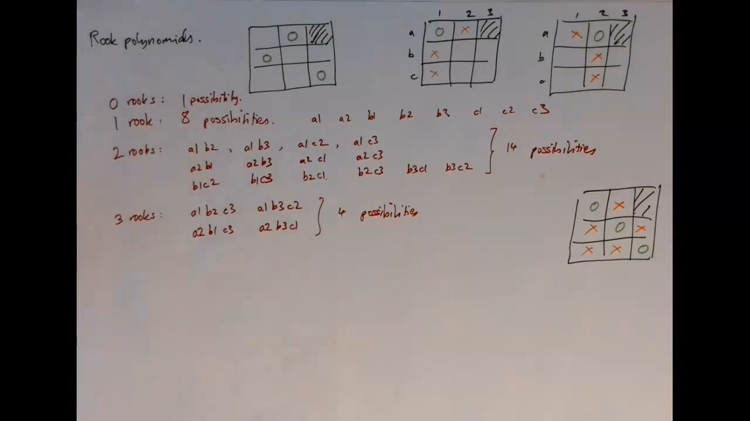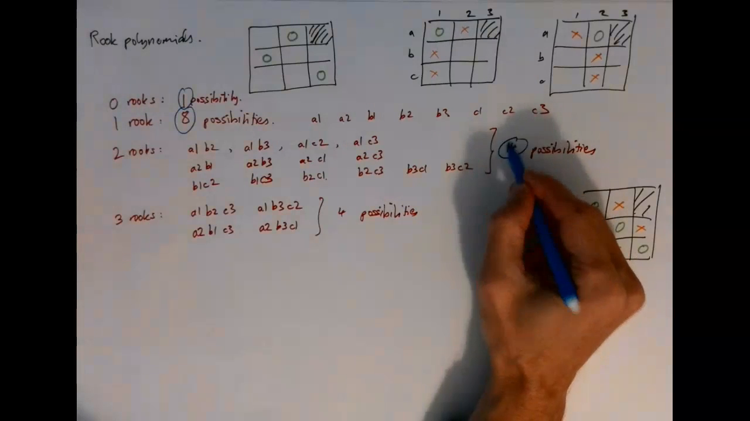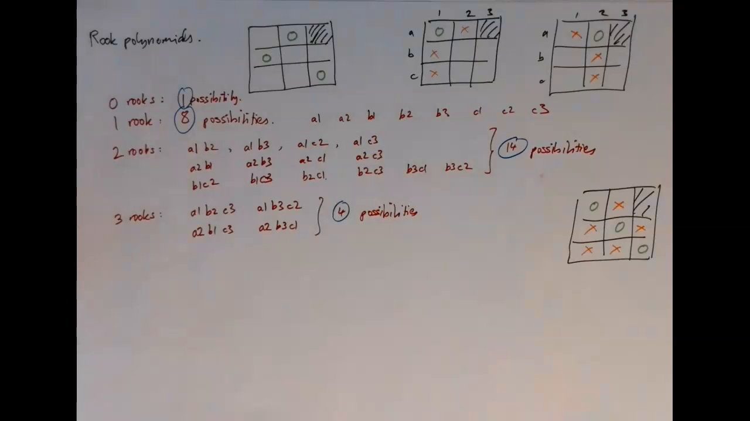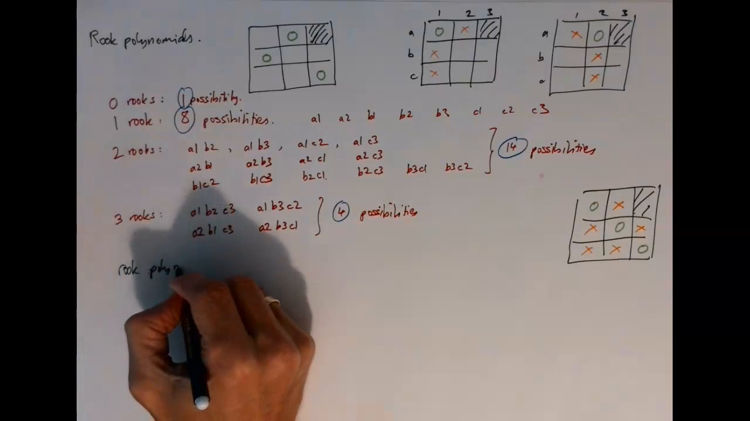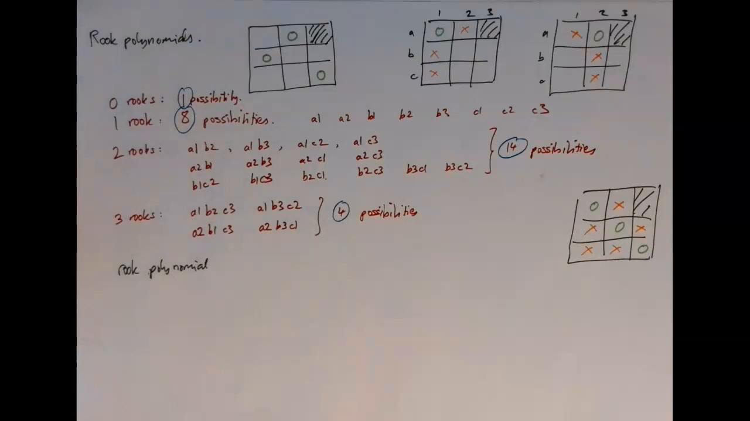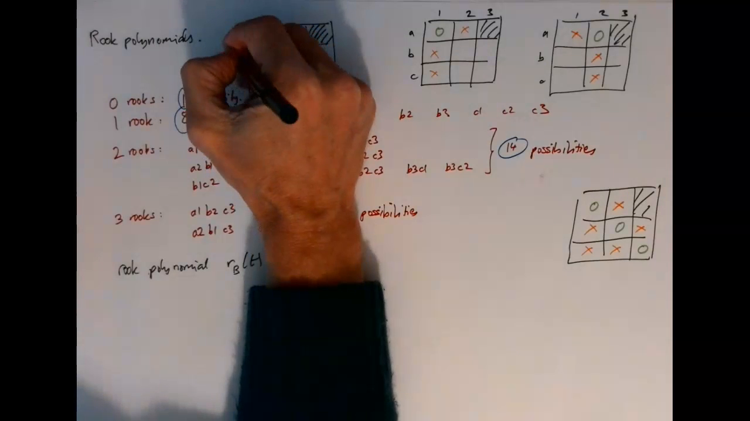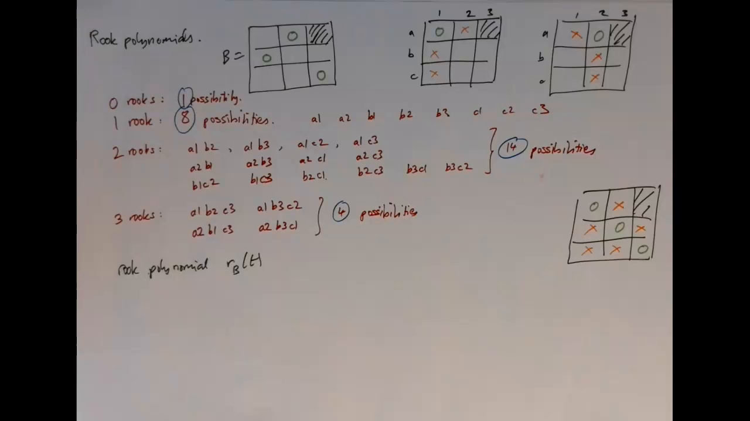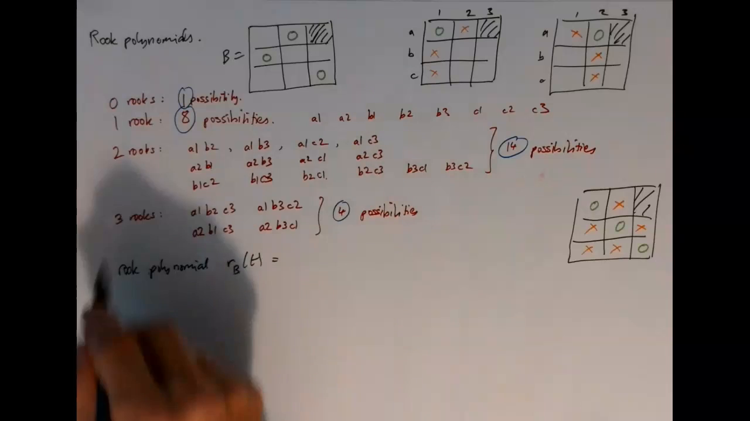And then it turns out, for reasons that will become apparent later, to be good to combine these numbers together. So we've got this 1 here, 8, 14, and the 4. And so we define the rook polynomial, which is going to be called R_B of t. This board here we're going to call B. So R_B(t) is going to be these numbers here times the corresponding powers of t.